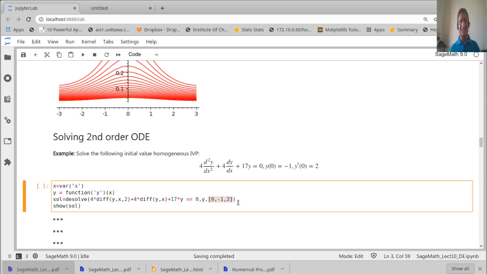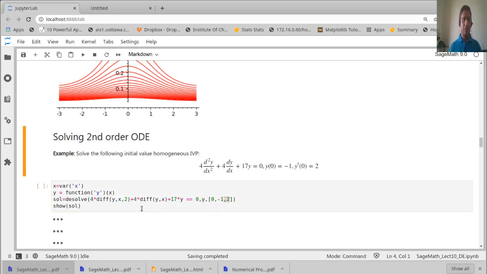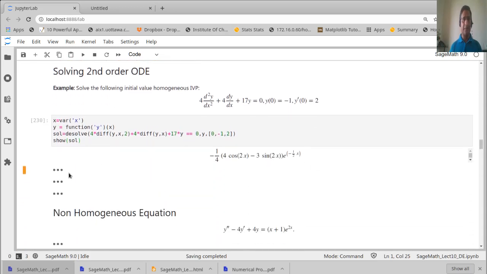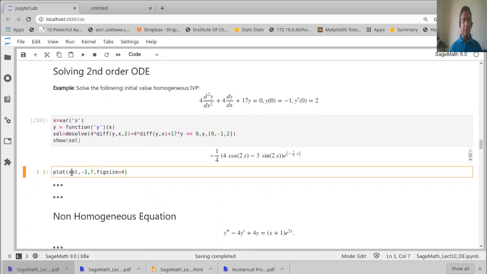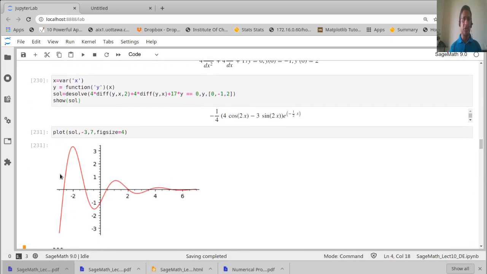So here this initial condition means that at x equal to 0, y 0 is -1, and at x equal to 0, y dash 0 is 2. That is what you have. Okay, so let us solve this differential equation. This is what you get. This is the solution, and again you can plot this. So this is how the solution looks like.